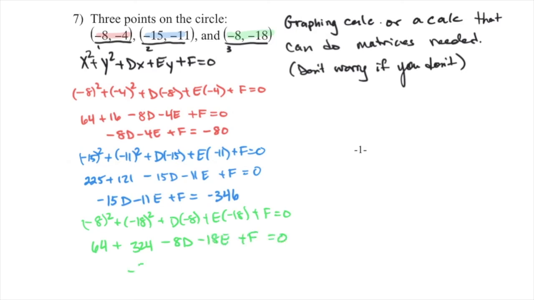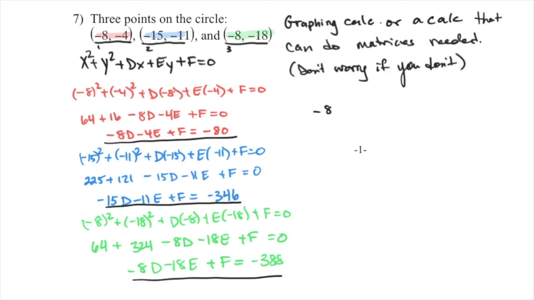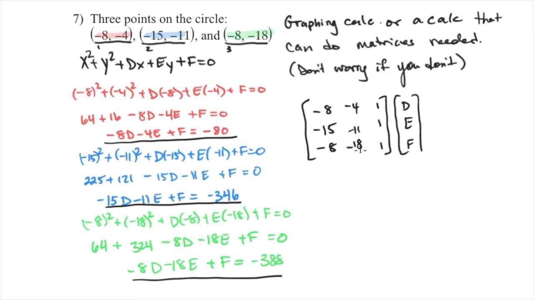When you go to write the matrix equation, we're going to choose the 3 different equations that we ended up with, right? So I'll underline those for you there. The D coefficient is going to be the first column. The E coefficient is going to be the second column, and of course F, which is just 1, 1, 1, is the third one. We've got our variable matrix, and then it's equal to our constants, which is -80, -346, and -3d8.